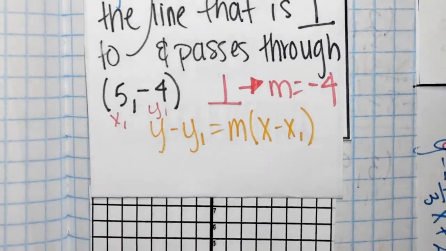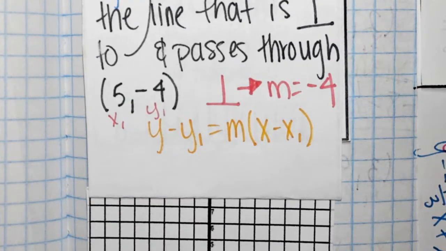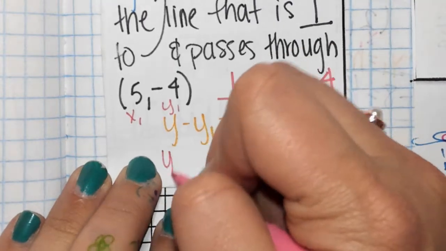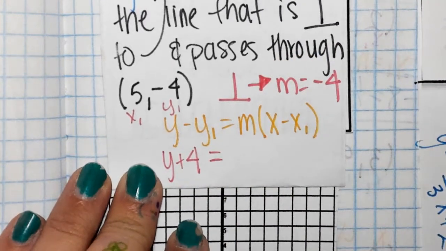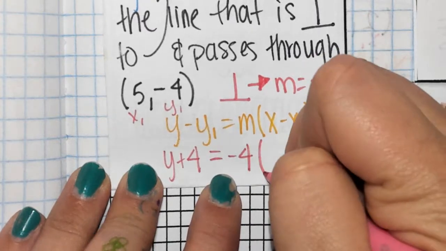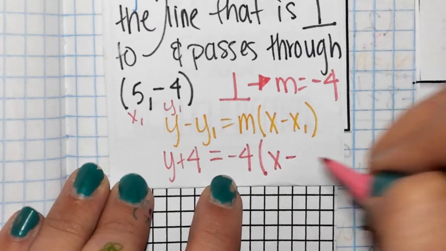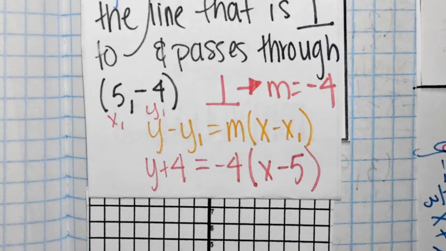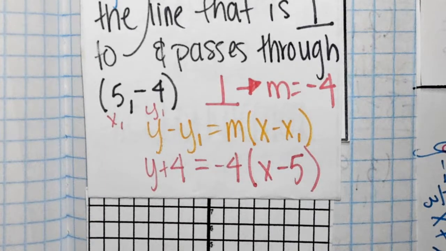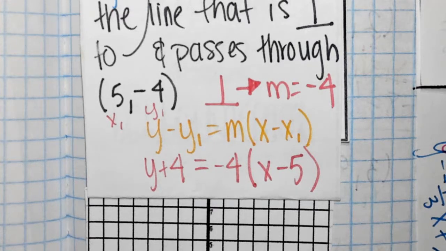Now, y minus a -4, am I going to write minus a negative or plus? Plus. Okay, so y plus 4 equals, what's my new slope? -4 times x minus 5. Awesome. Now, that's all you do. That's it. We are going to practice distributing to put it in slope-intercept form in just a few minutes.